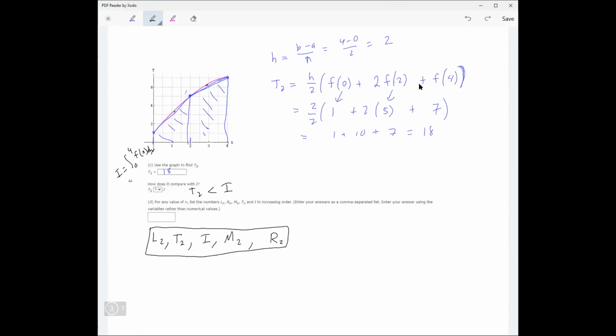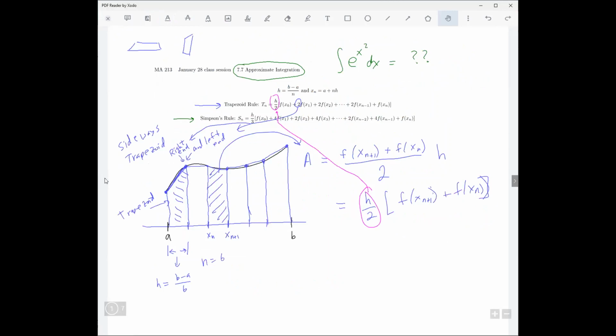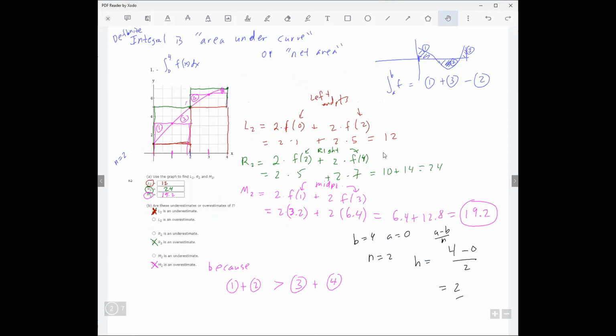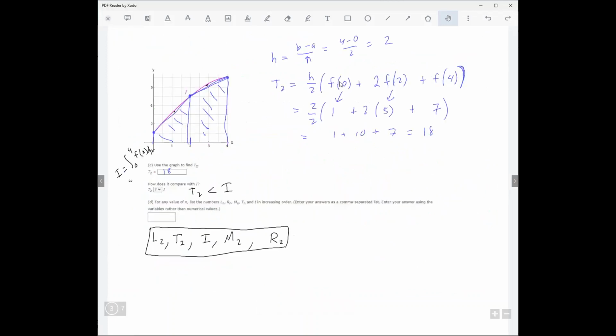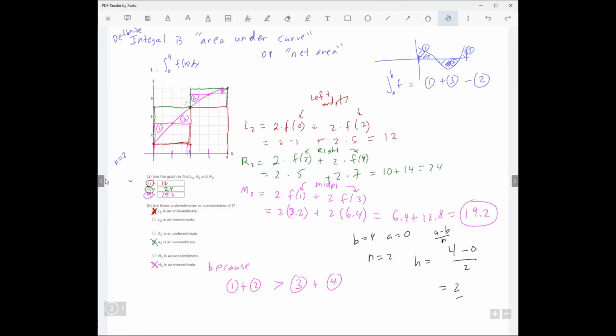Okay, so that's the trapezoid rule. The important thing to remember is this pattern: it's 1, 2, 2, 2, and then a 1. In this special case we had n equals 2, so it's just 1, then there's only a single 2 in the middle, then the last one's 1, because we only had 2 subintervals. So that's the trapezoid rule.